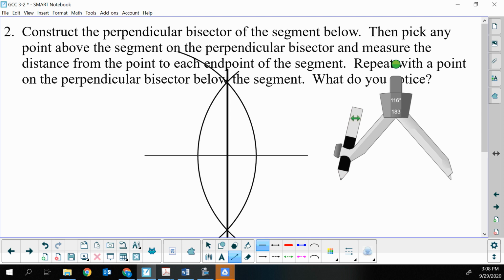And so what we've just done is we've constructed a line that we know forms a right angle, it's perpendicular, and those two parts are congruent to each other. So what we want to do now is pick any point above the segment on the perpendicular bisector. So let's pick this point right here. And we're going to measure from there to each endpoint.